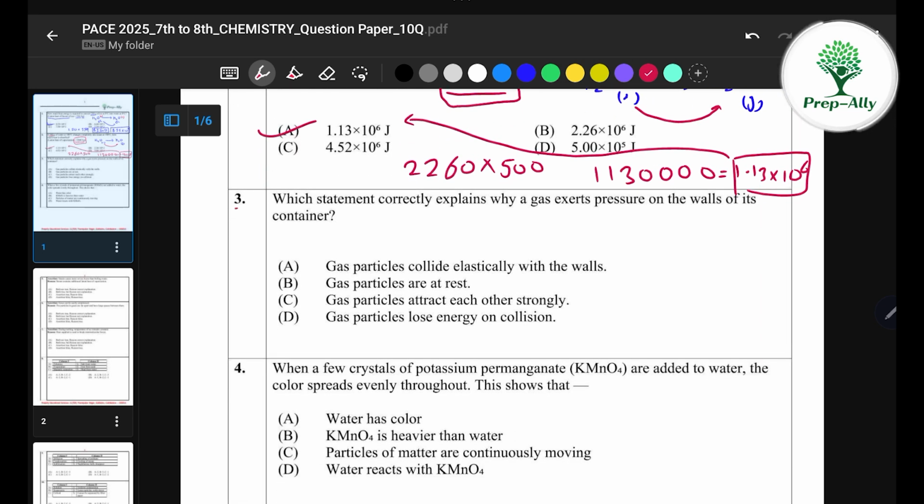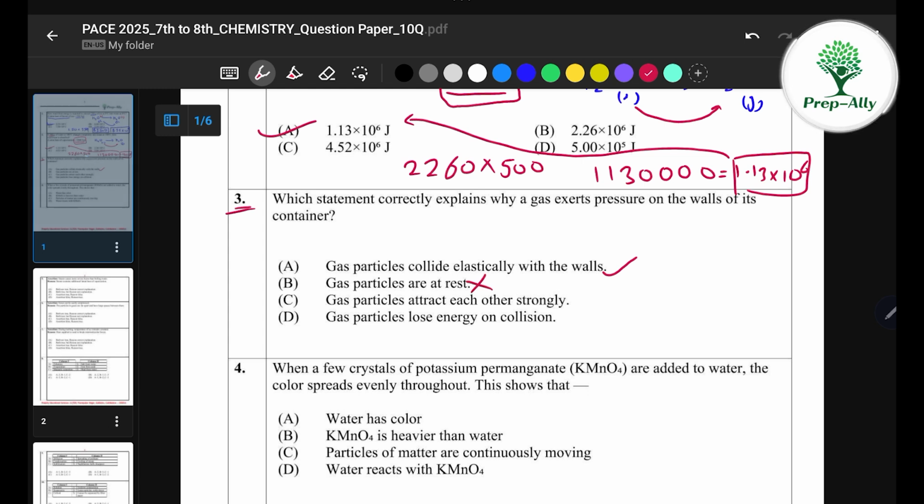Now question number 3. Which statement correctly explains why a gas exerts pressure on the walls of its container? So there are different reasons. The gas particles collide elastically with the wall. I think this reason explains it, but we can read the other options. Gas particles are at rest. No, they are not at rest.